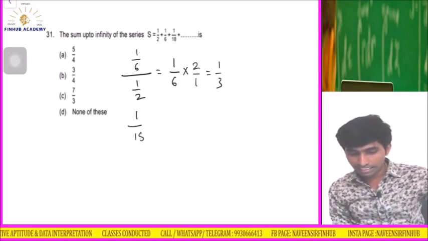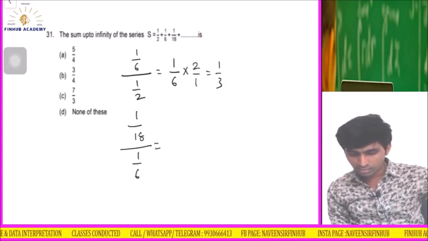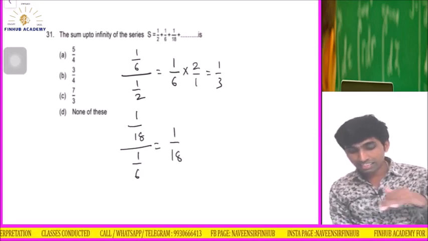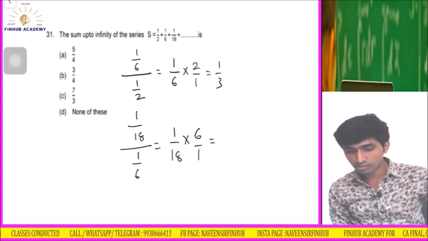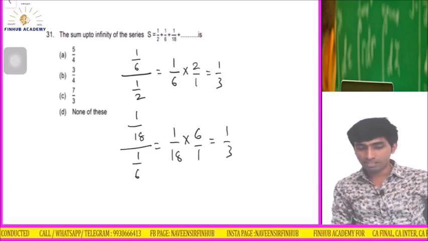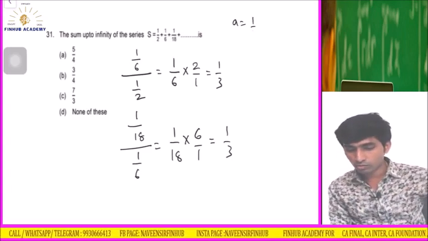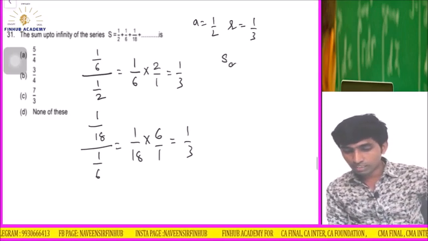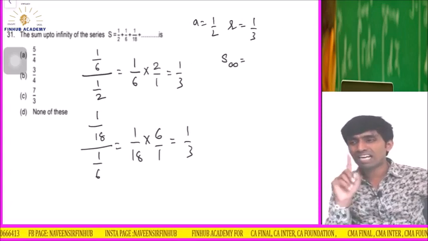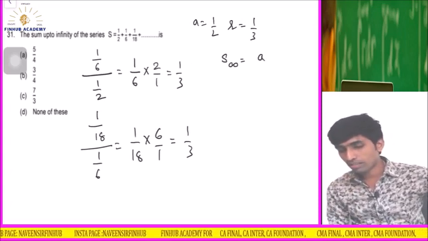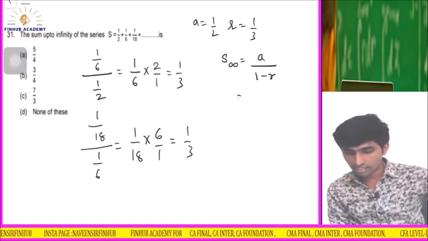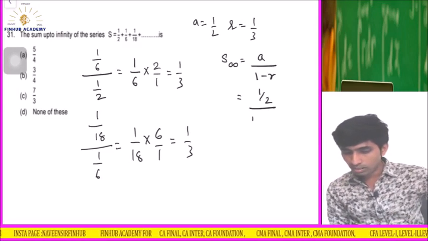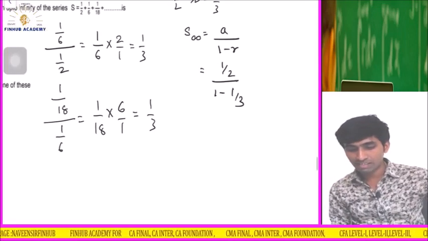Again 1 by 18 divided by 1 by 6, it will again be into 6 by 1, the reciprocal, so it is 1 by 3, so it is a GP. My a is half, my r is 1 by 3. So the sum to infinity, r is less than 1, right? So what is the formula? S infinity is a upon 1 minus r. So a is 1 by 2 upon 1 minus 1 by 3, r I will substitute.